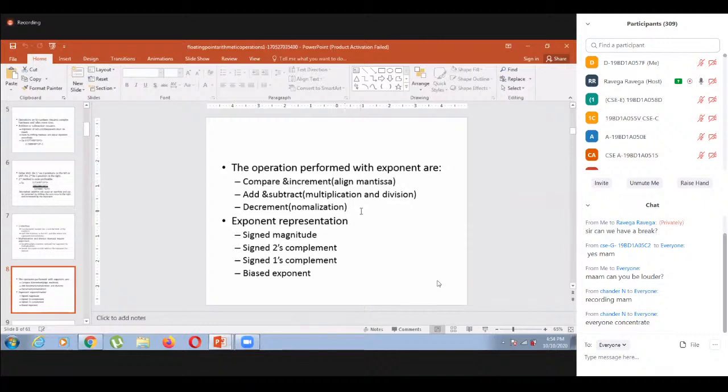Coming to the multiplication and division, you can add or subtract the exponent values. Coming to the normalization, you can increment or decrement the exponent values. The number is represented as a fixed point representation. That is called normalization. Why is the number represented as a fixed point representation? Using the fixed point representation, the operations are very easy, and the execution time is also less.